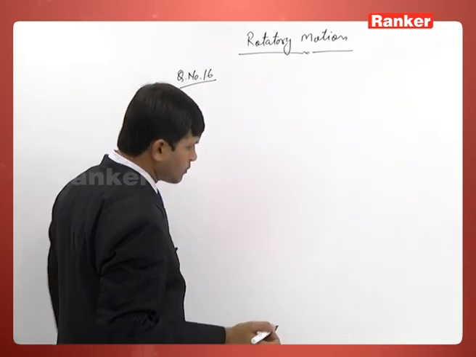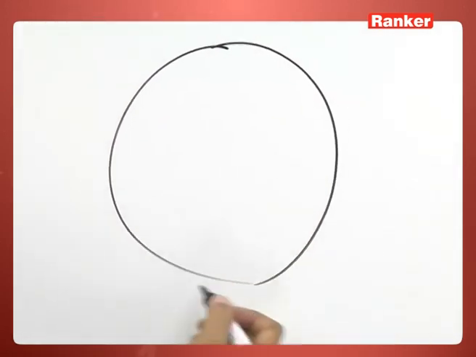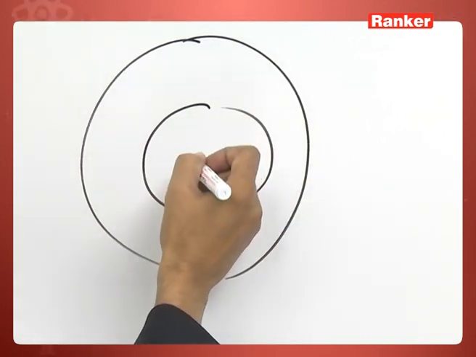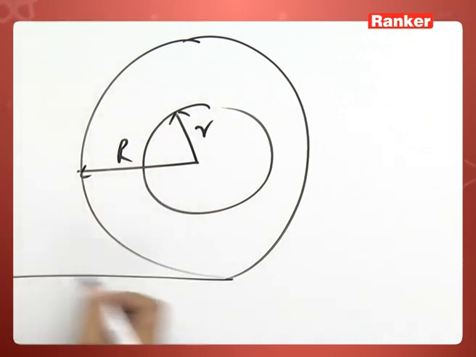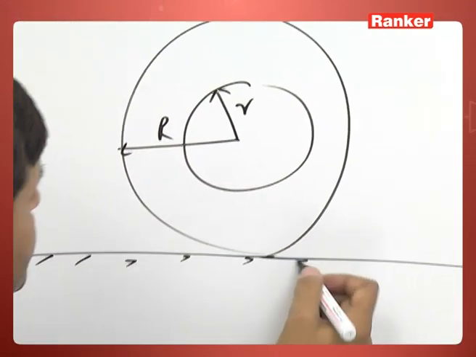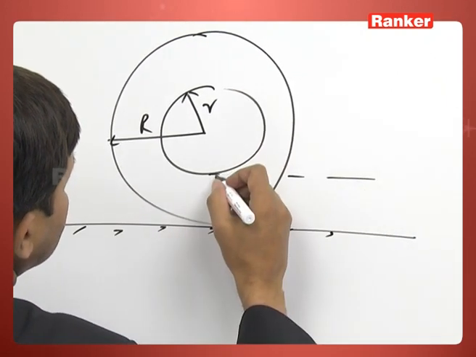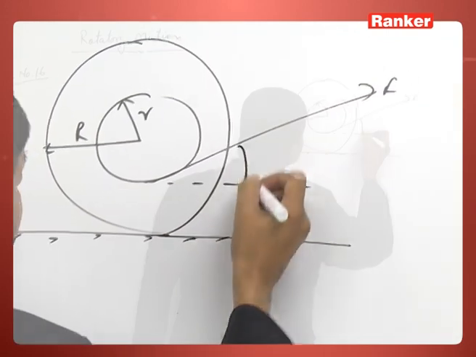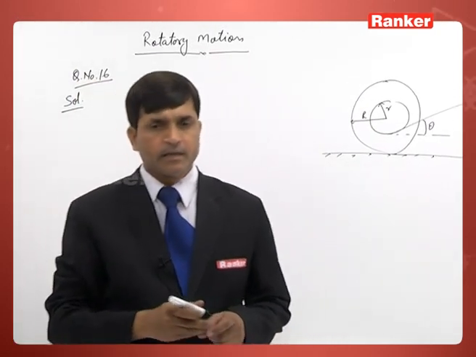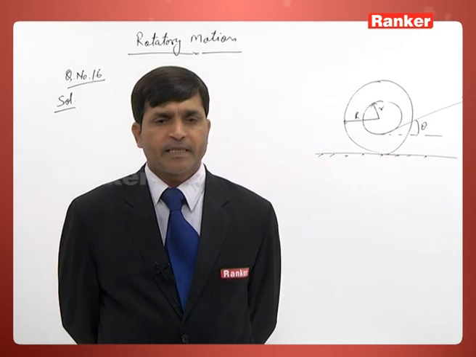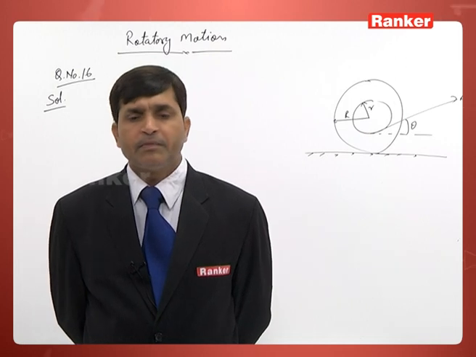As per the given question here, one spool is given, and this spool has inner radius r and outer radius capital R, and this is kept on a rough surface. So this is your horizontal line. One force F is applied here, making an angle theta with the horizontal. So we have to find the value of theta such that the spool does not roll and remains stationary.